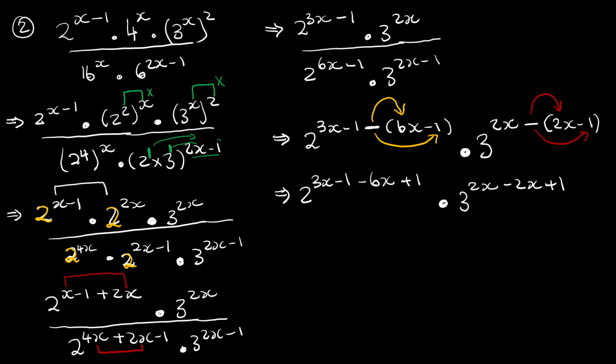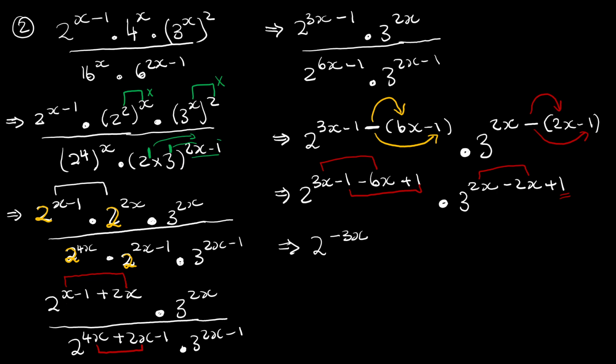So let's identify if we have any like terms. The 3x is a like term to that one, and the 1 and the 1 are like terms. On this side, the 2x, this is a like term. Then this one is only on its own. So now if we continue working on this, we're going to have this as 2 to the power 3x minus 6x. We get negative 3x.